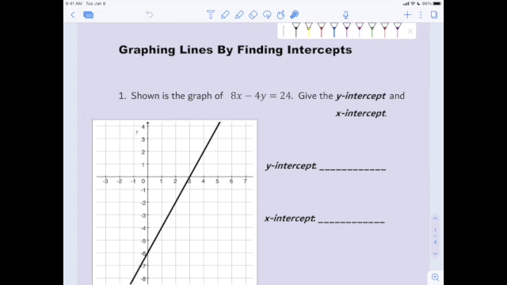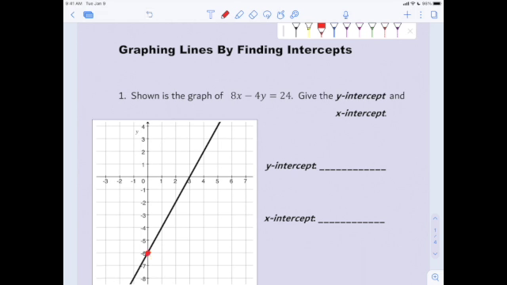First of all, let's talk about what a y-intercept and an x-intercept even is. So it says give the y-intercept, give the x-intercept. The y-intercept is just what it sounds like. You can think intercept means intersect. Where does the line hit the y-axis? Here's your line. Here's your y-axis. Remember, that's the one that goes up and down. And where does it hit? Right here at this point.